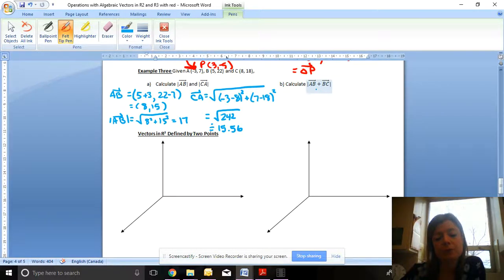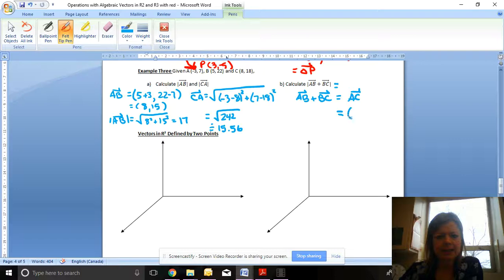Okay, calculate AB plus BC. There's a few different ways of doing this. First, you could find AB and then find BC, then add them together. Or you can also realize that AB plus BC is just equal to the resultant vector AC. So really, we just need to find the magnitude of AC, which is the same thing as AB plus BC.